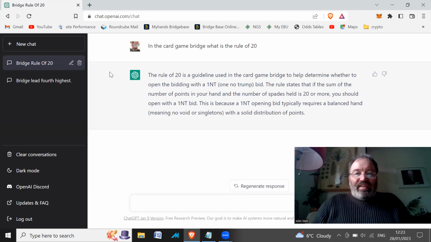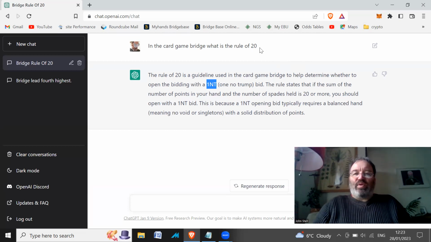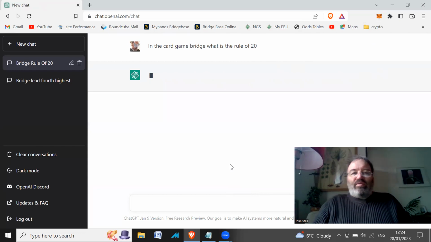Oh my God. I wonder if I ask this question again. The rule of 20 is a guideline used in the card game Bridge to help determine whether to open a bidding with 1-no trump. That is rubbish. What a terrible answer. This is where you actually just want your answers pulled from a database where the database has the right answer kind of thing. I wonder if I ask this again. Regenerate response. Oh my God, let's see what it comes up with this time then.